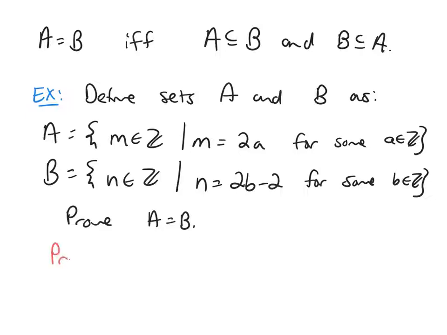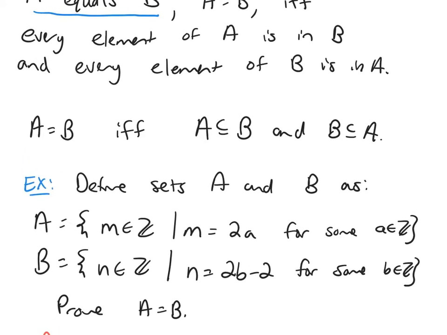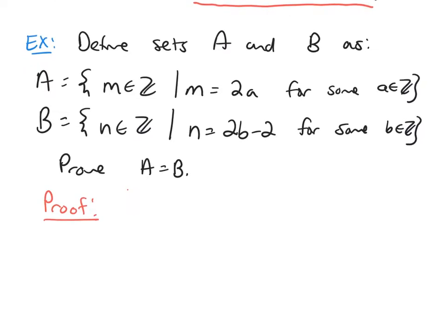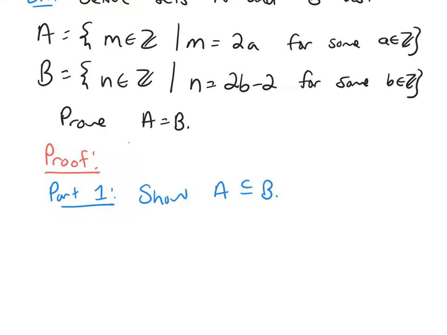Okay, so we're going to prove that these two sets are equal. So my proof will start off. If I look back at my definition, I have to show two things. I have to show A is a subset of B, and then I also have to show B is a subset of A. So really you can break this proof down into two parts. So I'll call this first part part 1. What you need to do is show that A is a subset of B. And we're going to do this with our element argument.